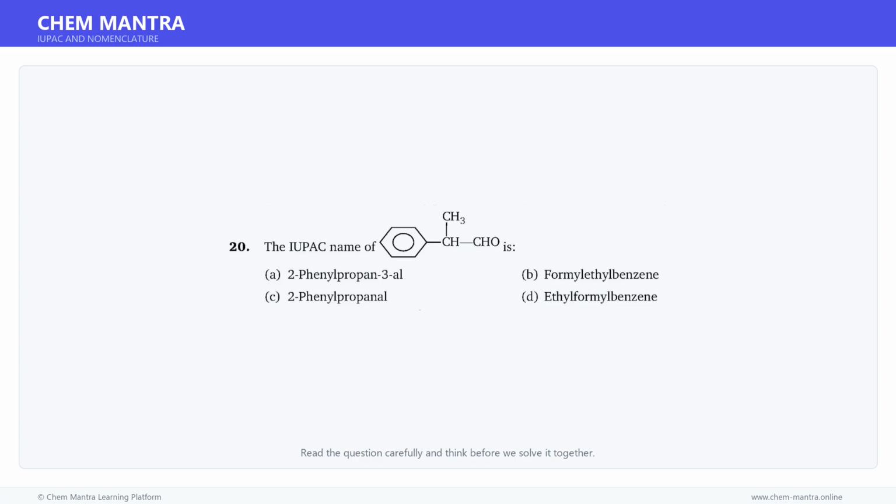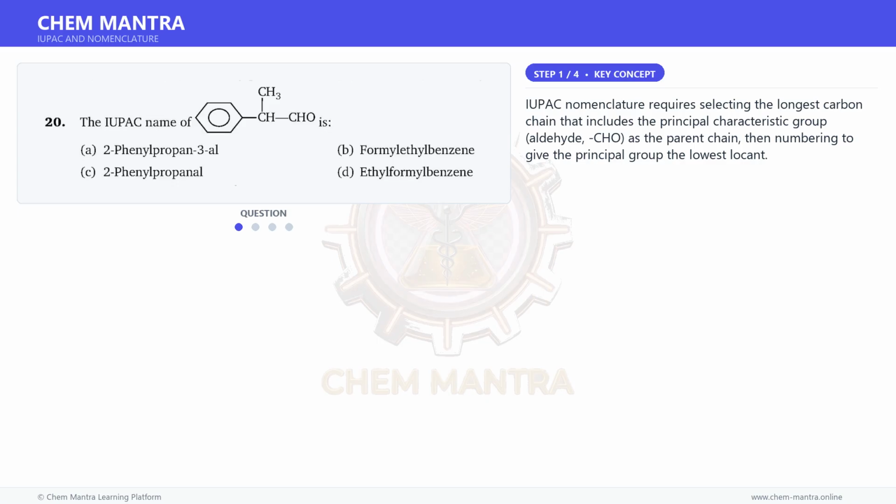Here is a question. Read it carefully and think about the answer. Let us solve it step by step. Let us first understand the key concept here. IUPAC nomenclature requires selecting the longest carbon chain that includes the principal characteristic group, aldehyde, CHO, as the parent chain, then numbering to give the principal group the lowest locant.